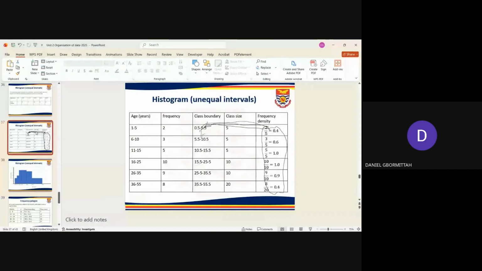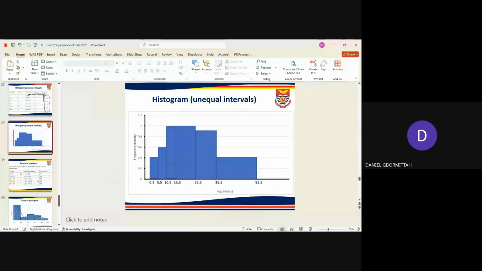If you look at the class size, this one is 5. This one is also 5. This one is 5. So the first three have size 5. But the other one is twice, and the last one is 4 times bigger than the first ones. So the number of people in this class is 5, but the number of people in this class is 20. If you do 55.5 minus 35.5, won't you get 20?